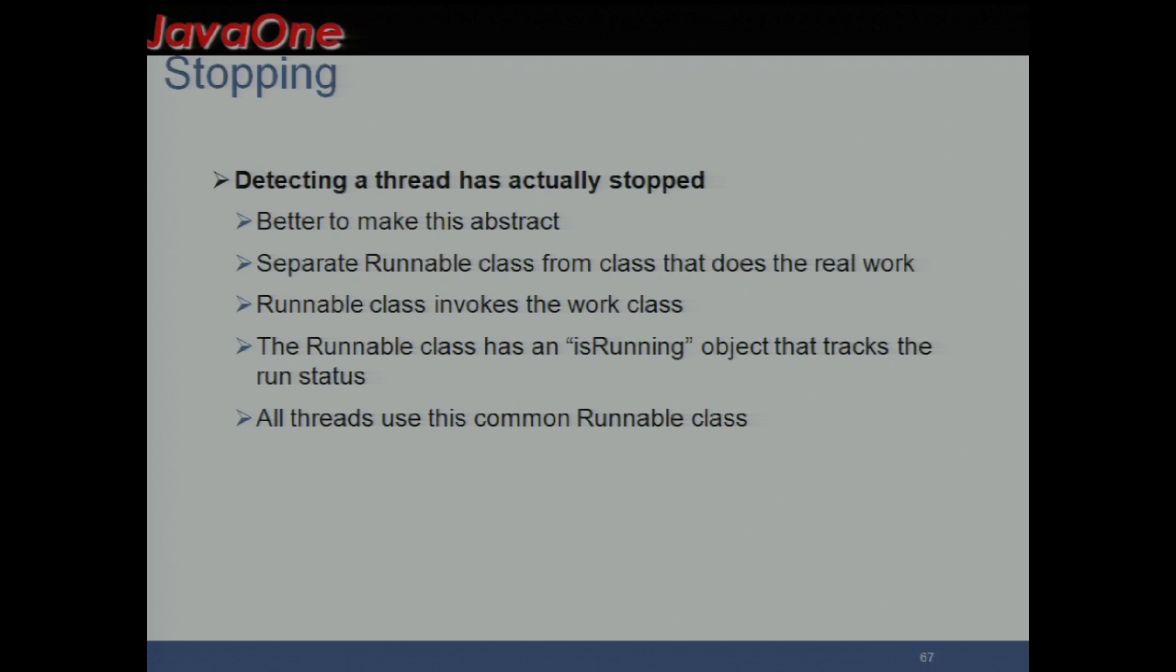Well, it's better to just make that abstract. And one way to do that is to separate your runnable class from the class that's going to do the real work. Have your runnable class invoke the work class. Then your runnable class has a flag called isRunning, or whatever you want to call it, that keeps track of the run status. And then you have all your threads use this common runnable class. Another advantage of having a common runnable class is you can guarantee you have a common mechanism for handling uncaught exceptions, which we're just about to talk about.